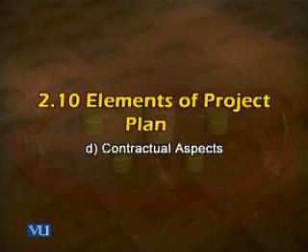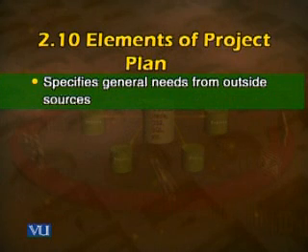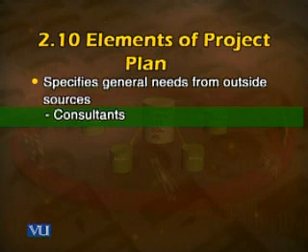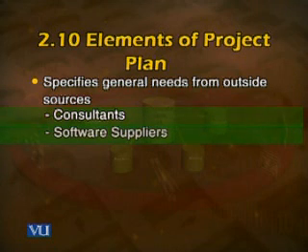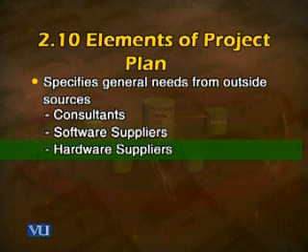Another important aspect of any software development plan, after defining the scope and clearly understanding objectives and other things, is the contractual aspects with reference to completing this assignment. It specifies general needs from outside sources. Number one, consultant. Do you need some consultant to work on this project? Do you need to consult the software suppliers? Software suppliers in terms of providing you the application software, or developing software for you, whatever the case may be. Hardware suppliers.